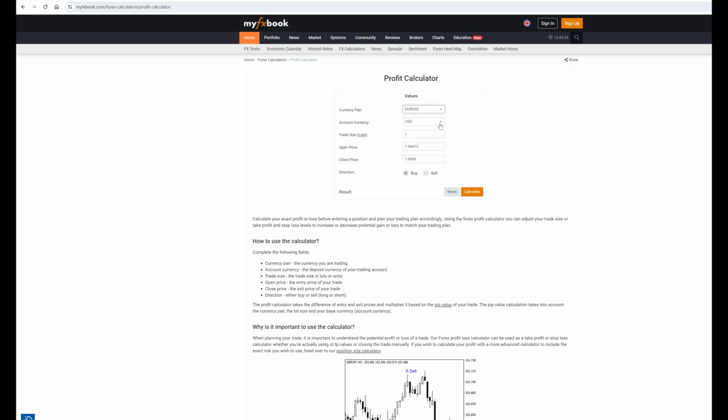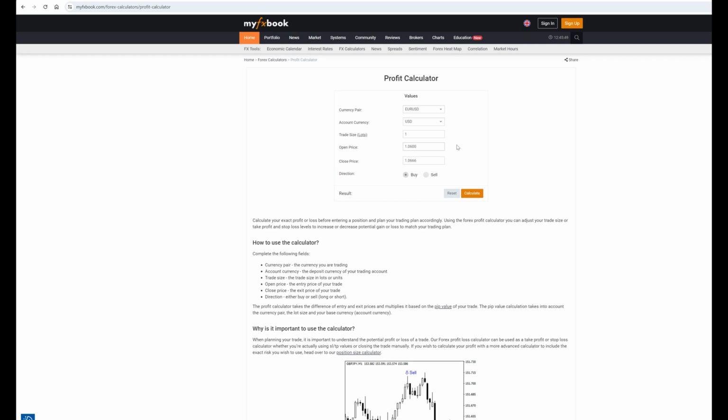So let's assume we have a US dollar account. Of course, you can have a British pound, euro, Swiss franc, Australian dollar, Japanese yen account, depending which account currency you are using. For this example, we are going to select USD, which is the default, and we are going to assume we are buying EUR/USD at 1.06. I will make this simple so it's not complicated.